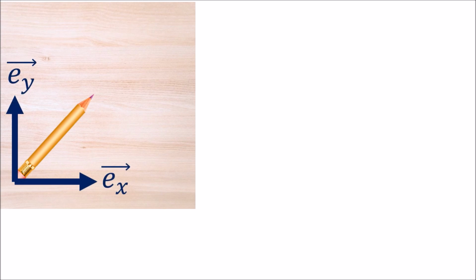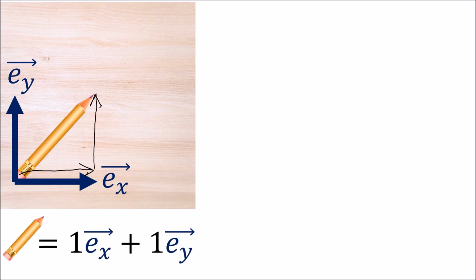Let's consider this pencil sitting on the table here. If we measure it using the EX and EY basis vectors, we find that the pencil is equal to 1 EX vector and 1 EY vector. The components are 1 and 1.